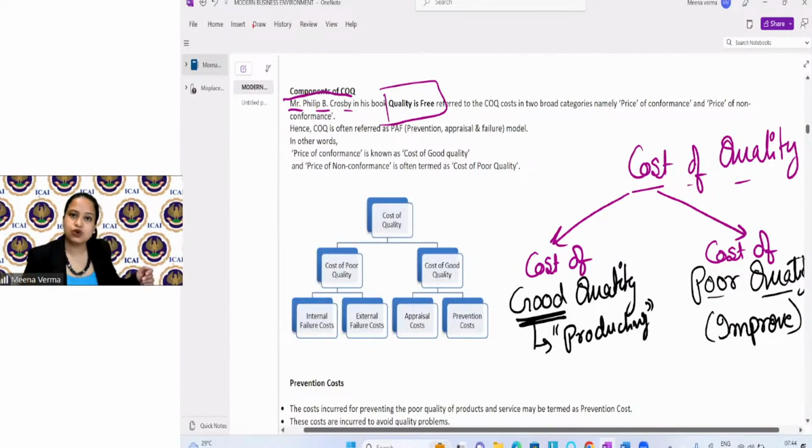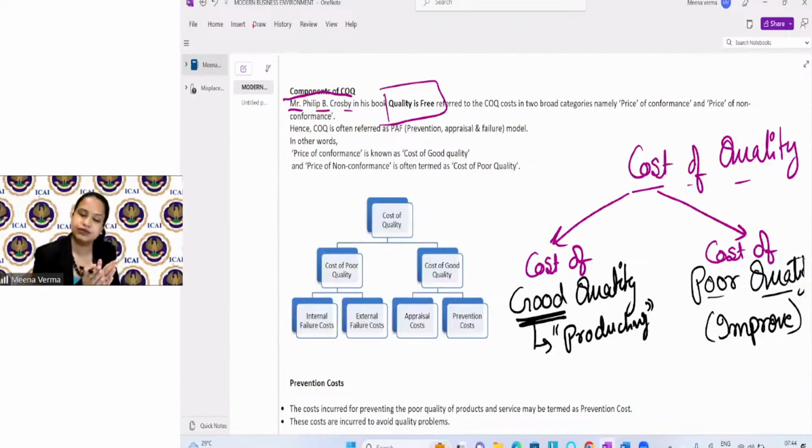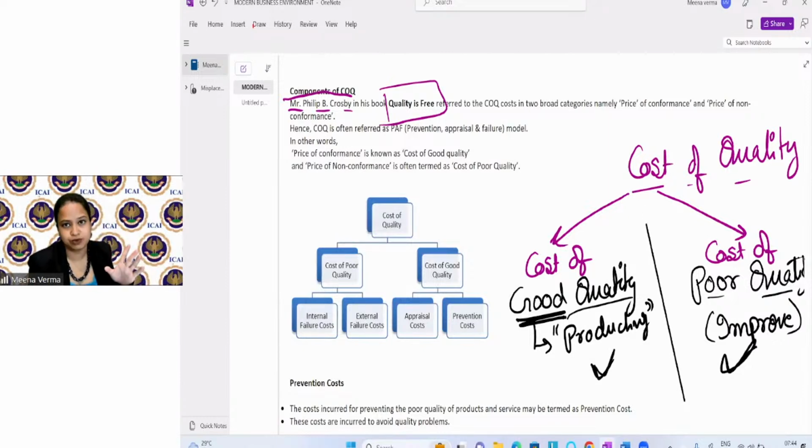Either you will produce a quality product right the first time, or what will happen? You will produce the goods, and there will be some defects, some mistakes, and later on you are removing those defects. You are improving it. So the point is that you have two options: either produce the good quality product or do the production.